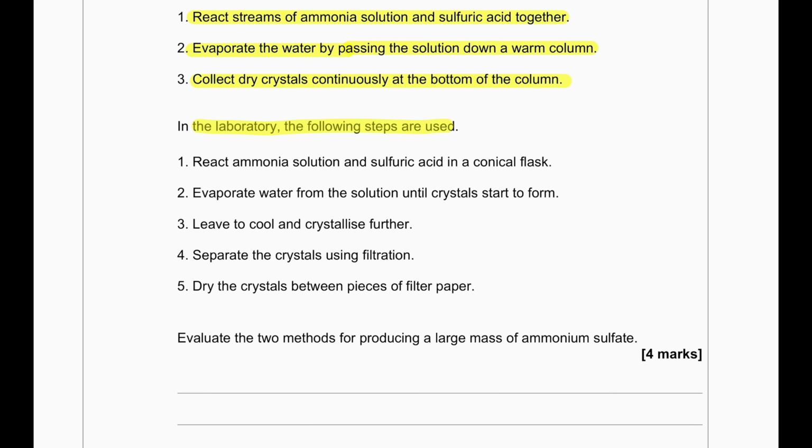In the laboratory, the following steps are used. React ammonia solution with sulfuric acid in a conical flask. Evaporate water from the solution until crystals start to form. Leave to cool and crystallize further. Separate the crystals using filtration. Dry the crystals between pieces of filter paper.